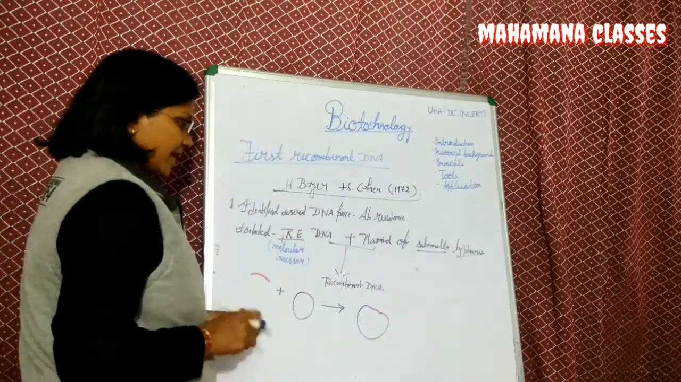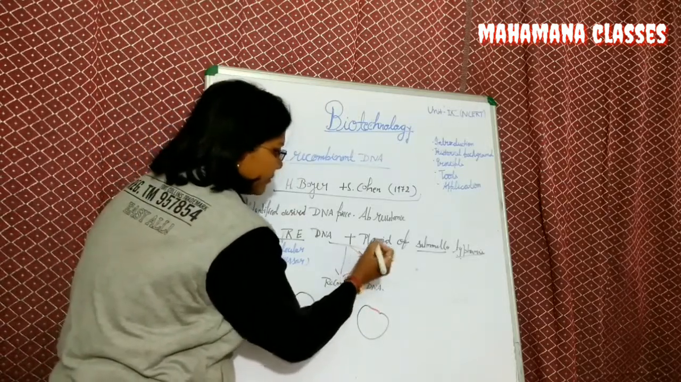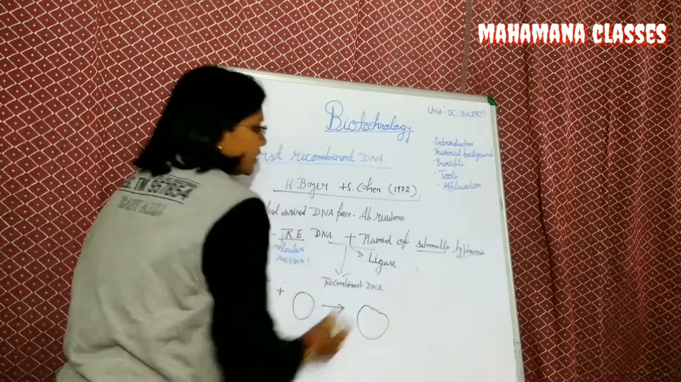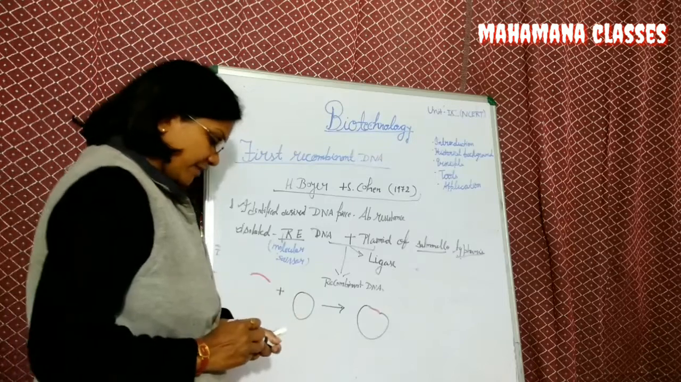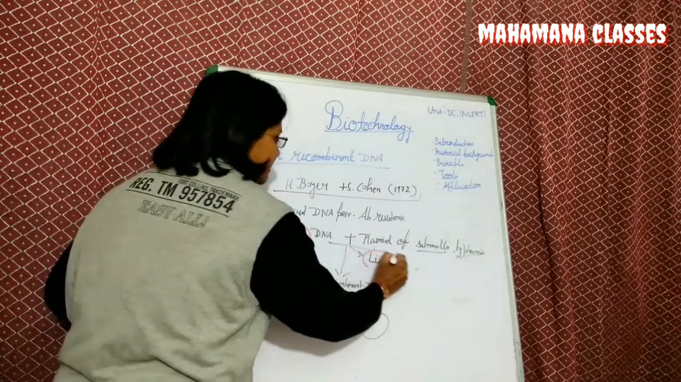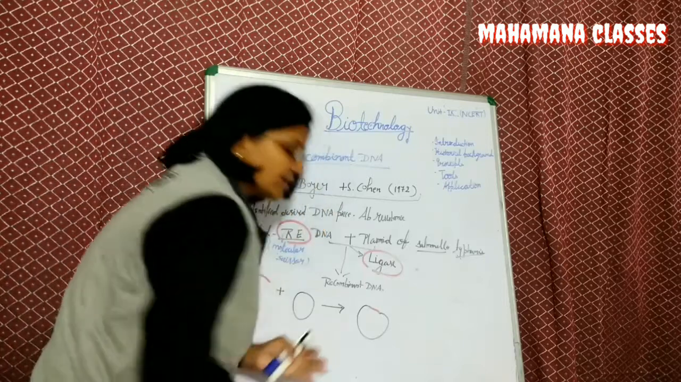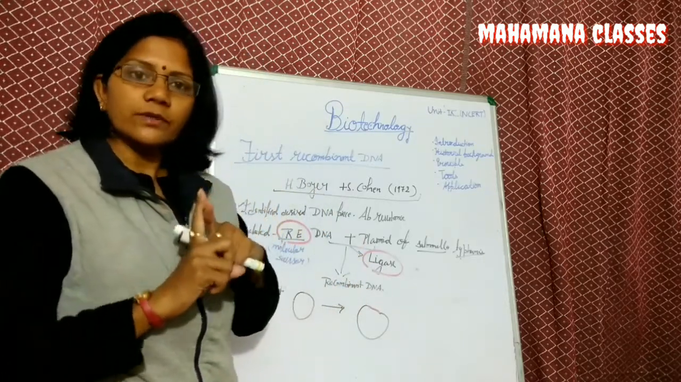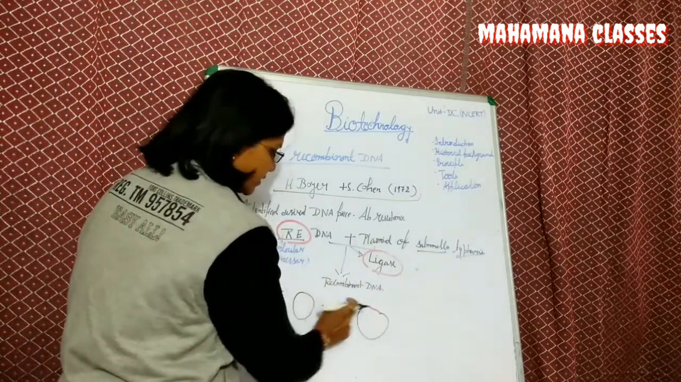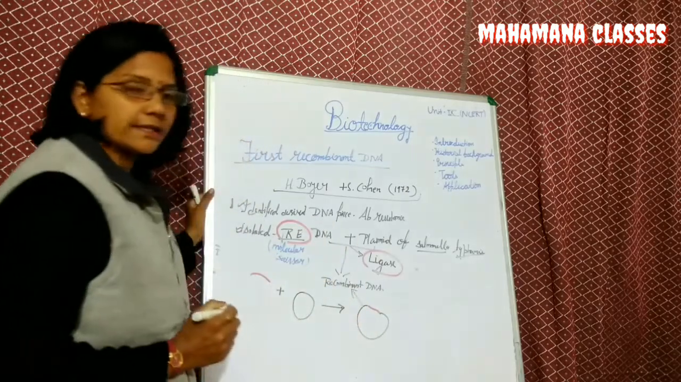And this recombinant plasmid is joined with the help of an enzyme known as ligase enzyme. So the two most important enzymes in biotechnology are, first, restriction enzyme and second, ligase enzyme. Ligase is used for joining two pieces of DNA at a specific site. When we join these two different pieces of DNA, we get recombinant DNA.